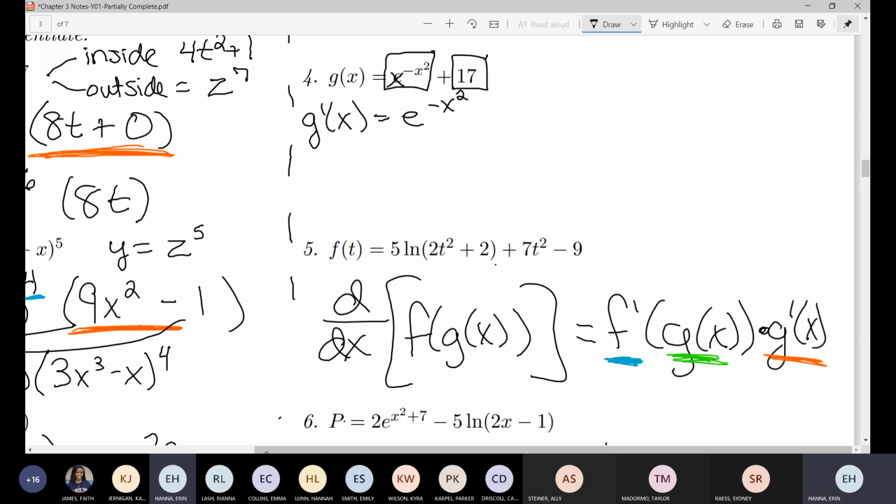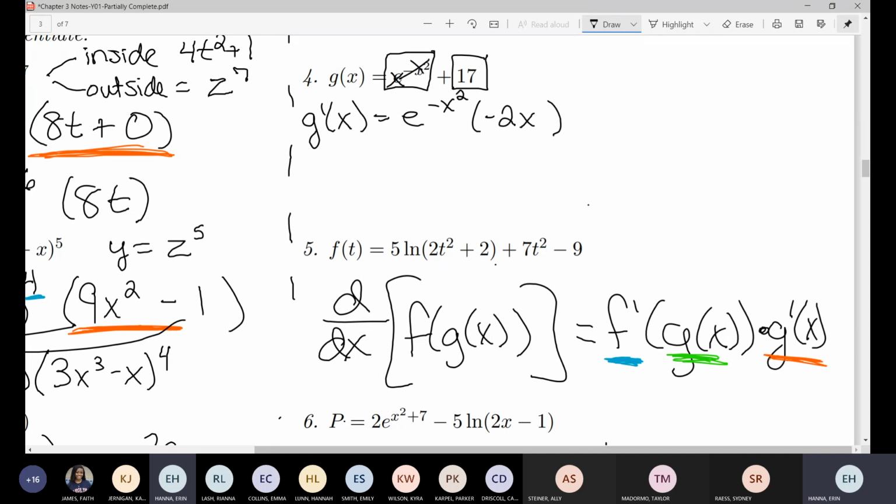We've taken care of the e rule. We now have to take the derivative of the inside, which was the negative x squared. That gets multiplied to the back. Well, doesn't it? Nope, never mind. What's the derivative of negative x squared? Bring the power down, subtract 1 from the power, you get negative 2x.